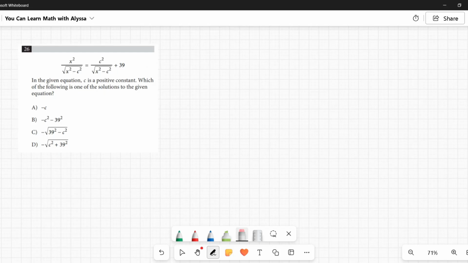26. x squared over the square root of x squared minus c squared equals c squared over the square root of x squared minus c squared plus 39. In the given equation, c is a positive constant. Which of the following is one of the solutions to the given equation? Okay, so the method that we're going to try to use here is we're going to try to solve for x. We know that c is a constant. We know that it's not a variable, so we just need to get x by itself. So it's x equals blah, de blah, and then that will get our solutions.